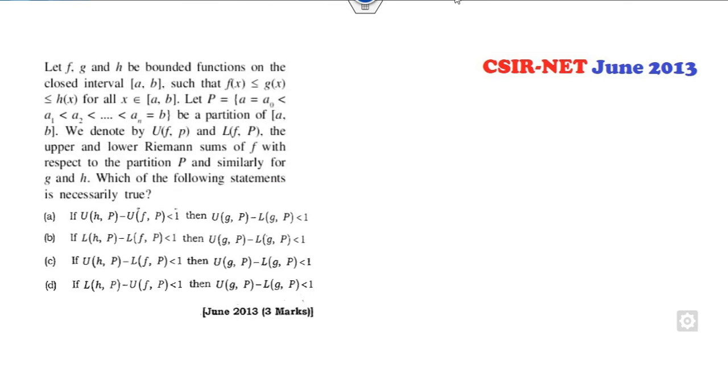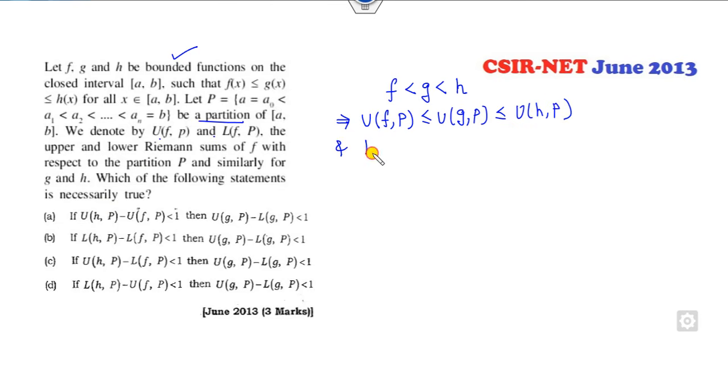Okay, f, g and h are bounded functions on the closed interval such that f is less than g is less than h. P is any partition, and U and L are the upper and lower sums, and so on. Okay, fine. What does it mean? If I apply the upper partition, g is of this, fine, and if I take the lower, it is also here, fine.